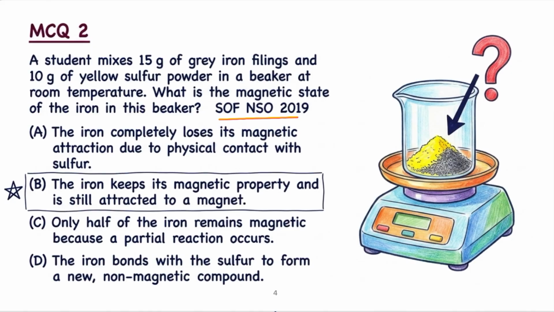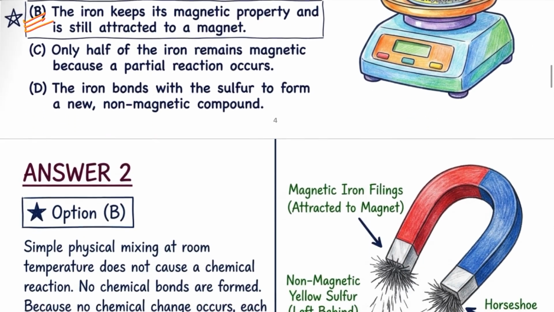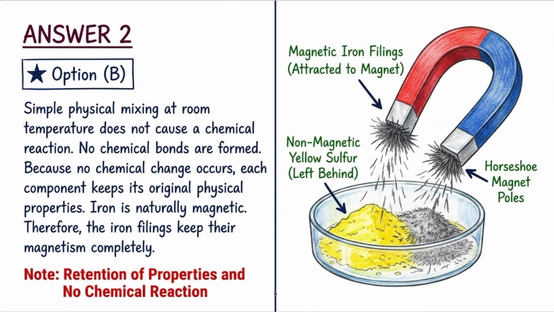So we know that the iron will retain its property, right? Why will iron retain the property? See the answer, the correct answer is B. But check the explanation of this answer. When simple physical mixing at room temperature is going on, no chemical reaction occurs between the components of the mixture. That's why each component of the mixture will retain its property.